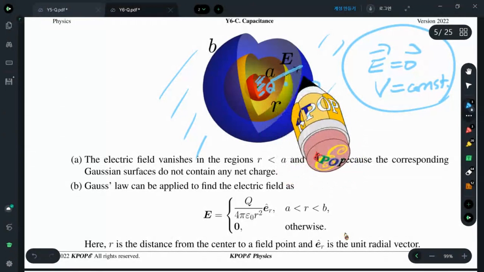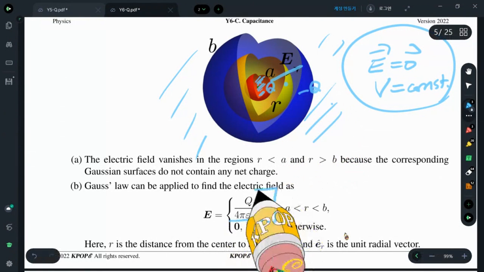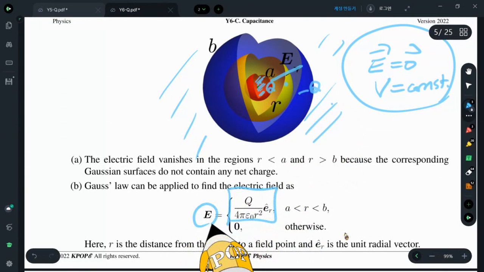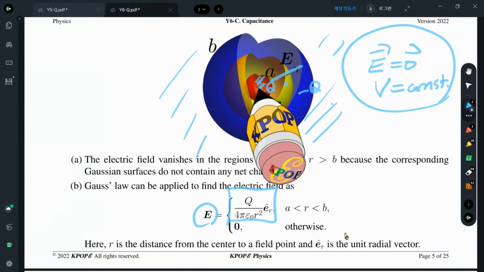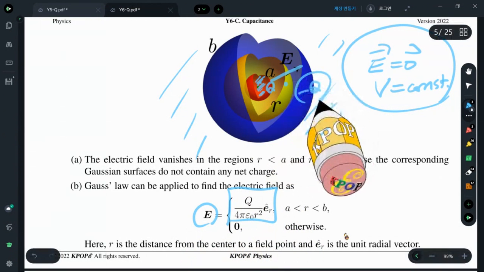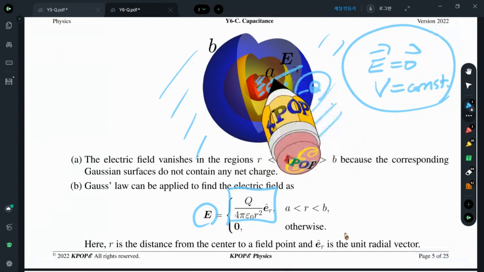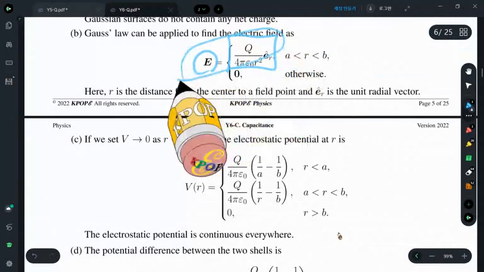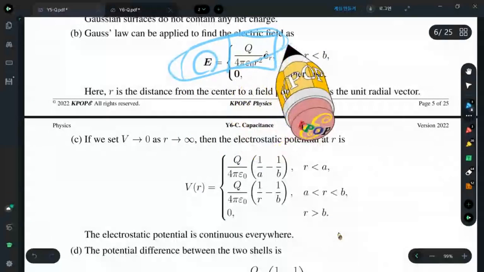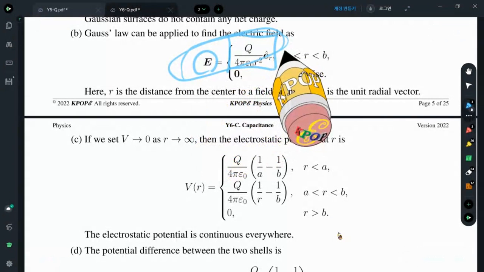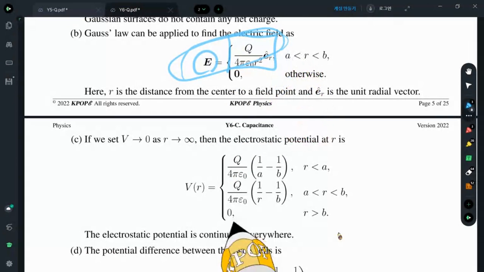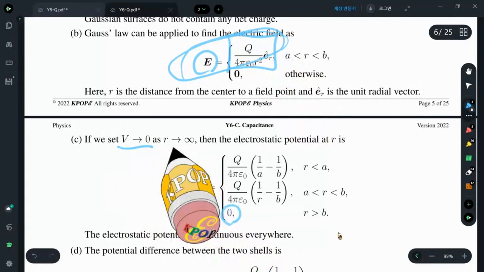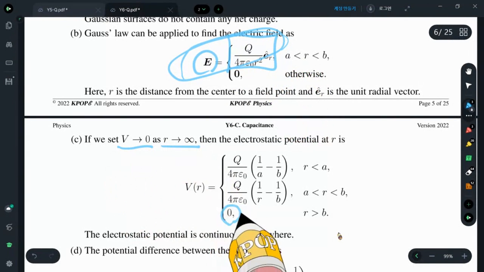So between these two spheres, we know how to compute the electric field. It is just like a point charge Q is placed here because of the shell theorem. This contribution does not appear between the two spheres. So this is the electric field that we have, and the potential should vanish as R goes to infinity. So outside it must be zero.